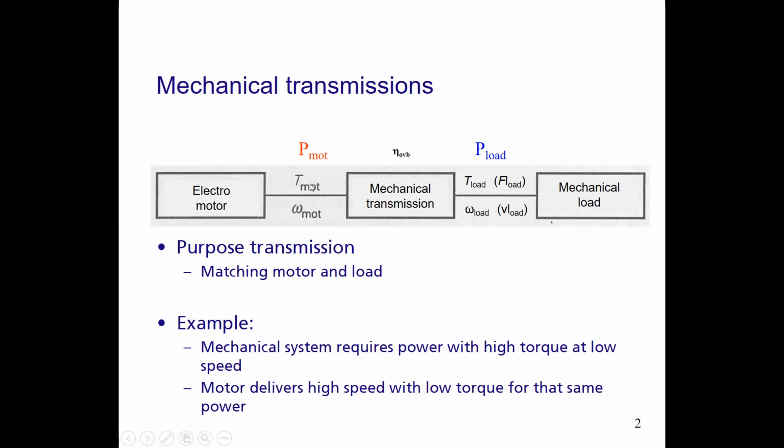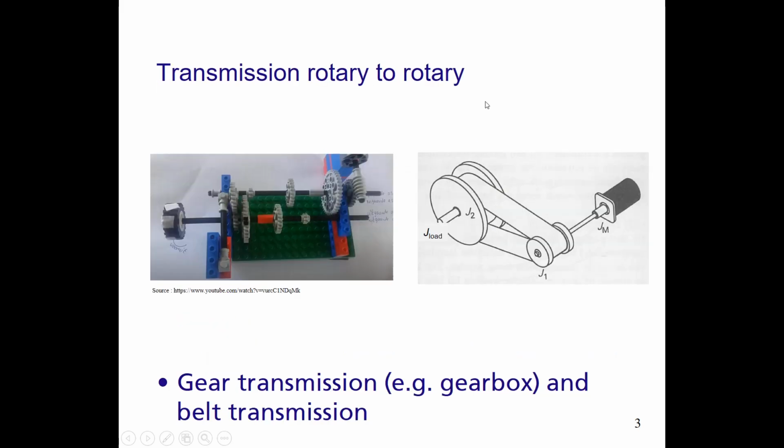That means that when we transform the lower motor torque to a higher torque here, the angular speed of the motor has to be transformed to the load side with the same factor, but only it has to be a lower load speed in order to make P motor equal to P load. So the mechanical transmission transforms both torque and the angular speed from the motor side to the load side and vice versa.